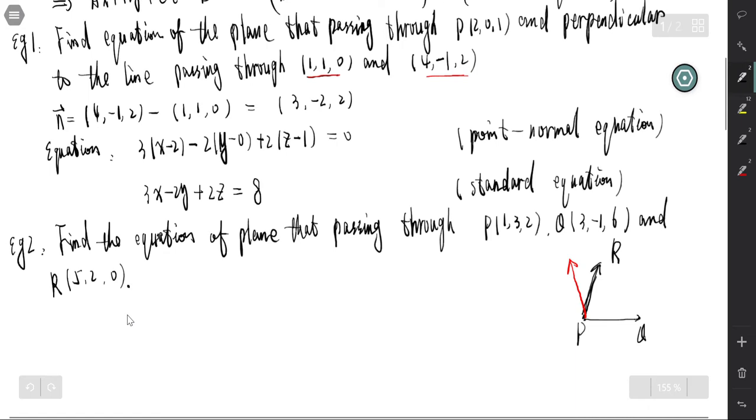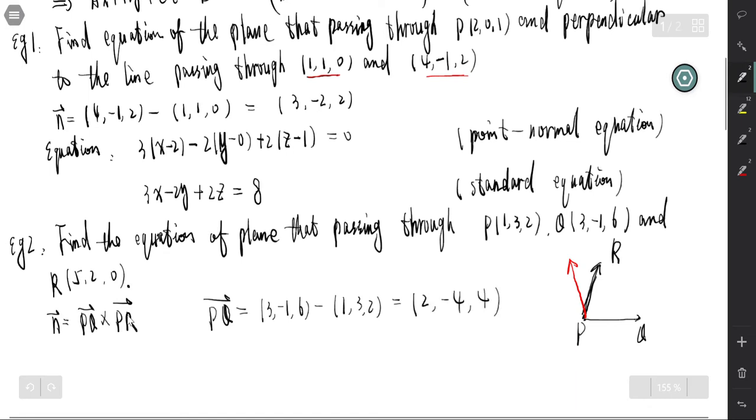So the normal vector can be read as PQ cross product PR. PQ is 3, negative 1, 6 minus 1, 3, 2. That is 2, negative 4, 4. And the vector PR is 5, 2, 0 minus 1, 3, 2. That is 4, negative 1 and negative 2.